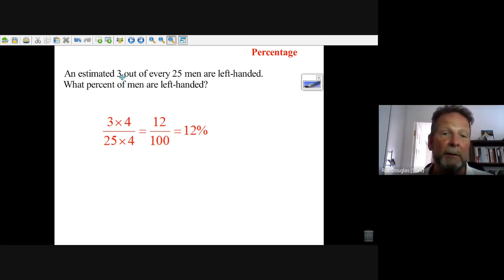Well, first you make a fraction, 3 out of 25, so 3 over 25. Percent means per 100. It means a number divided by 100. So what you have to do is you've got 25 here. You've got to turn it into 100. So you go 25 times 4 is 100. And since you multiplied the bottom by 4, you've got to multiply the top by 4. 3 times 4 is 12. 12 over 100 means 12%. Okay, that's the first type of problem.